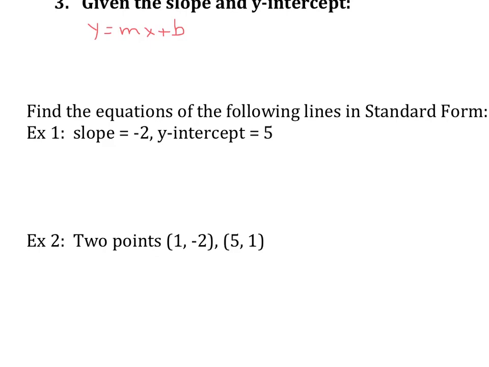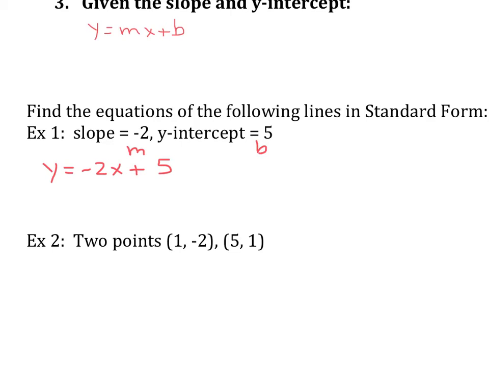Alright, we're going to find the equations of some lines in standard form. I've been given a slope and I've been given a y-intercept. So it means I'm going to use slope-intercept. So here's my m, and here's b. And y is equal to negative 2x plus 5.